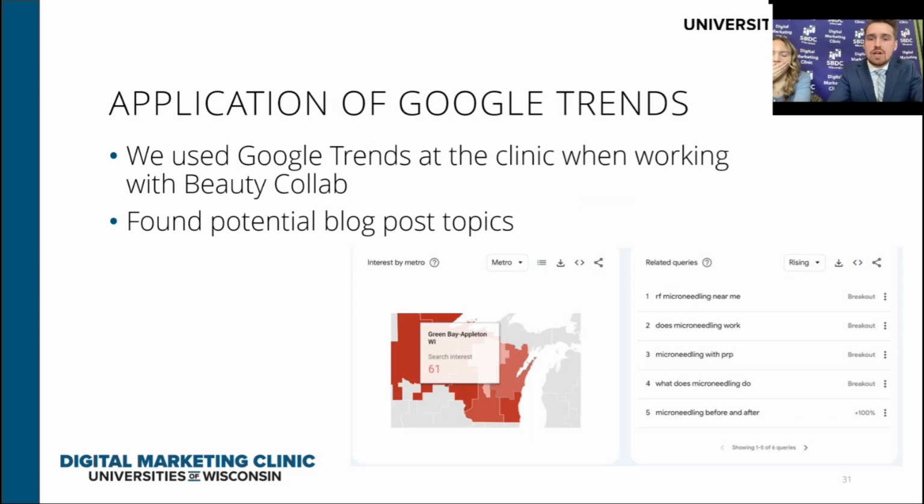And then we used Google Trends at the clinic when we were working with Beauty Collab. They needed help growing their audience, so we looked at the related queries module to help identify good topics for them to write blogs about to attract more users. So this is just areas that they could be active in to capture a larger audience and get eyes on their brand.